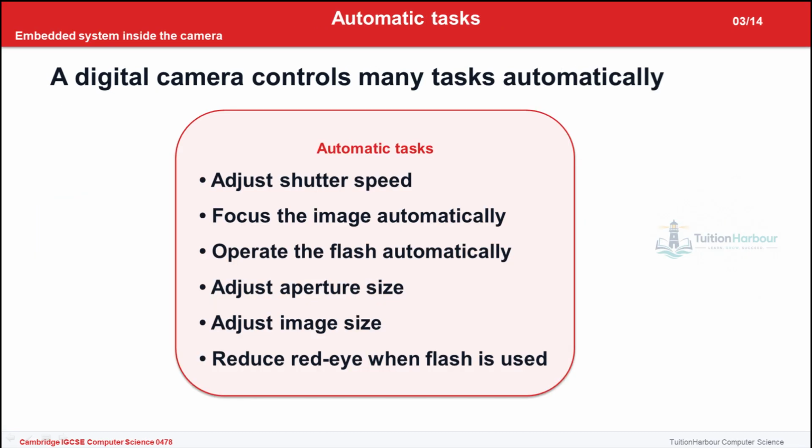Automatic camera tasks. A digital camera contains an embedded system. It can adjust the shutter speed, focus the image, operate the flash, change the aperture size, select the image size, and reduce red eye automatically.